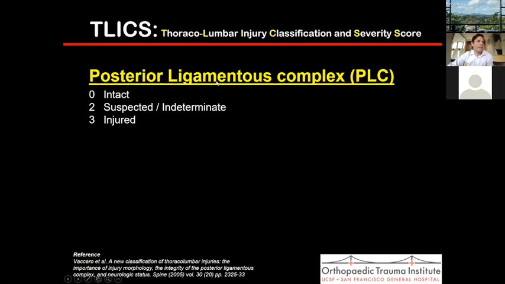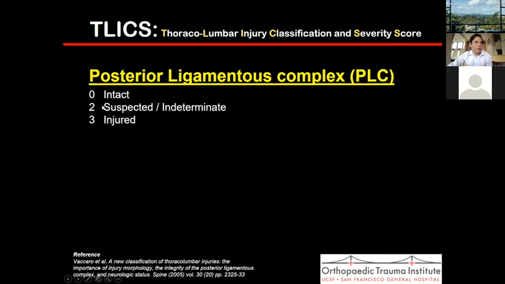And for the PLC, it's either intact, or it's injured, or we don't know. On the CT, there are definitely signs that it's injured. If you have a transverse fracture that's distracted through the spinous process, or if you have splaying of the spinous processes, then you can go ahead and say it's injured. Sometimes on the MRI there's edema posteriorly and you can be suspicious of it. And so there's just this big gray area.